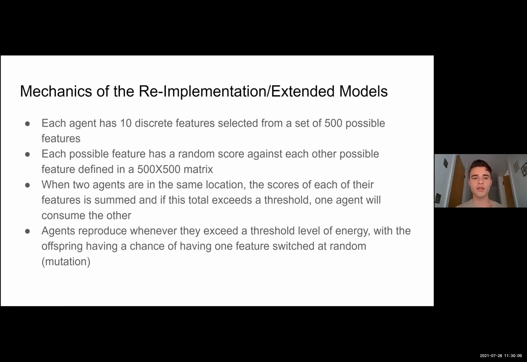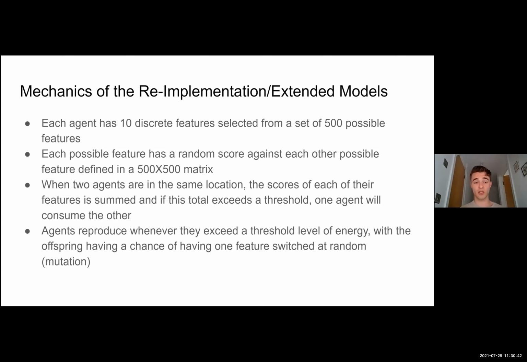So just to describe some of the mechanics of the re-implementation and extended models. Each agent had 10 discrete features, which were selected from a set of 500 possible features, and these features were entirely abstract. And each possible feature had a random score against each other possible feature, which was defined in a big 500 by 500 matrix. And these scores are used in determining the outcome of interactions.